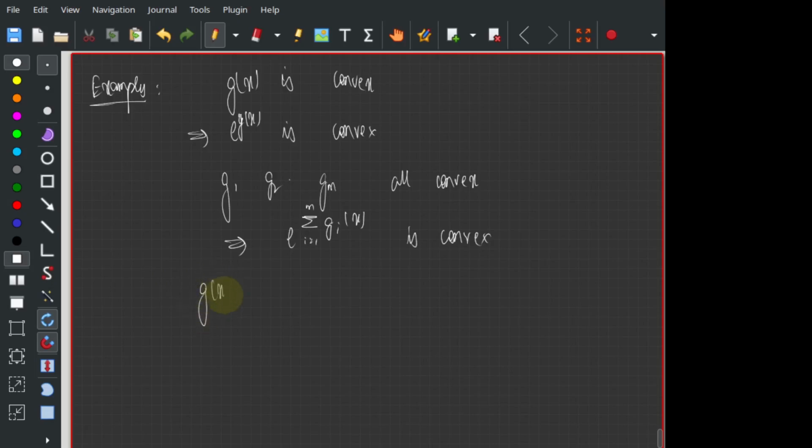Okay, if g of x is, say, non-negative or strictly positive, then what can you say about 1 over g of x? Yeah, if g of x is convex, yeah, and convex.